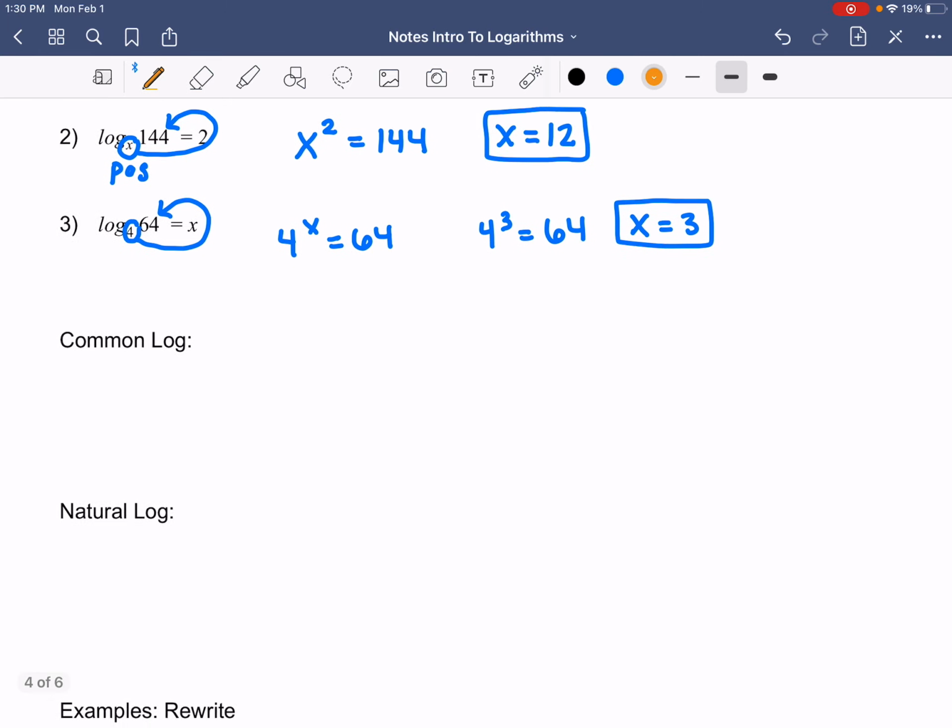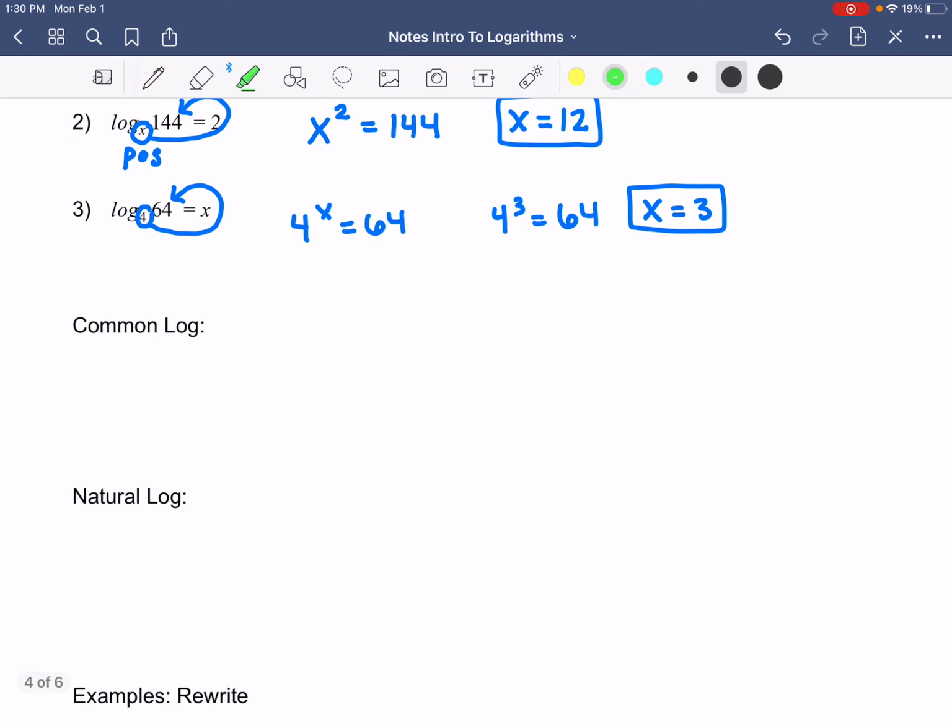The next thing that we're going to talk about is common log and natural log. So common log is just logarithm with base 10.